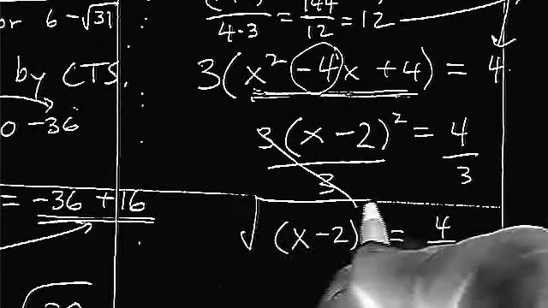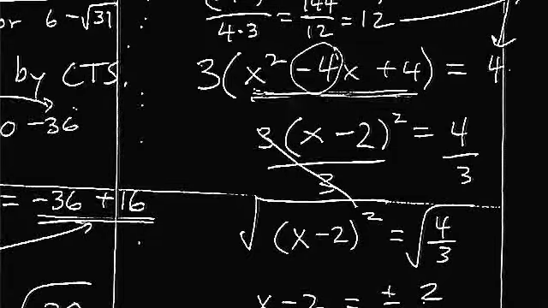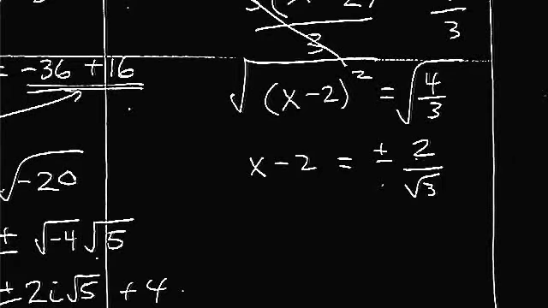And we're going to have to take the square root like we've done before. That's going to give me x minus 2. In this case, I've got plus and minus 2 over the square root of 3. Because I know the square root of 4 is 2. Square root of 3, I don't really know that much.